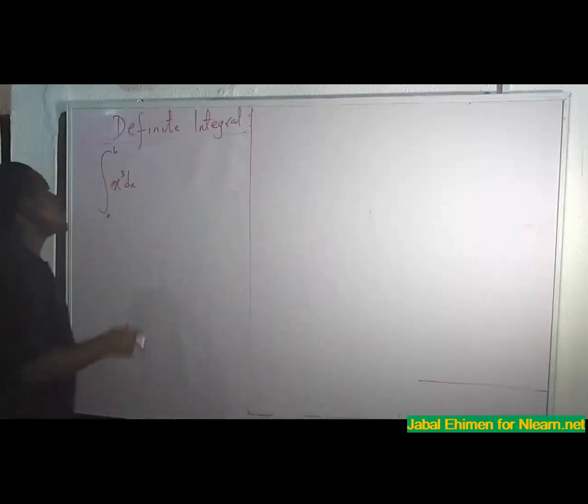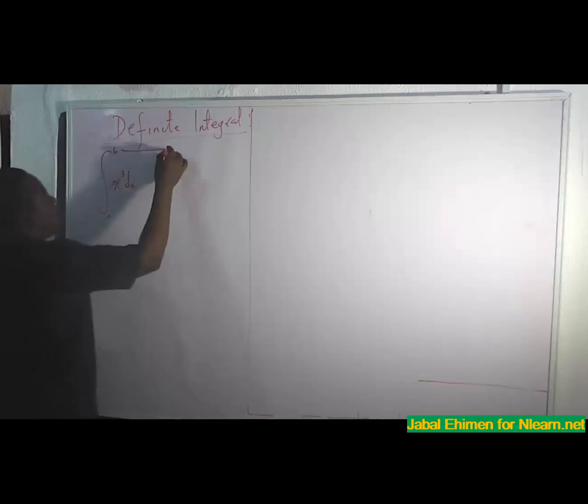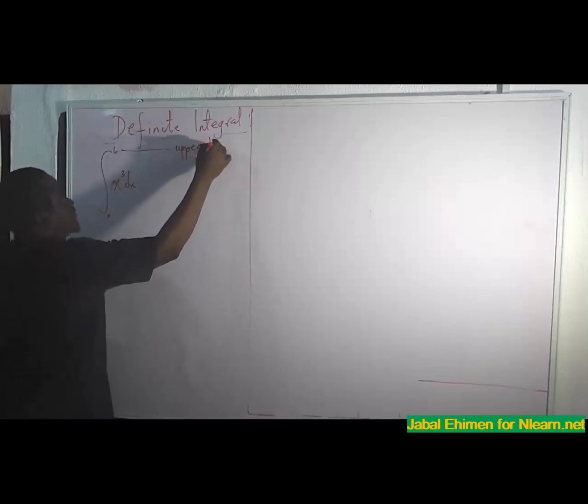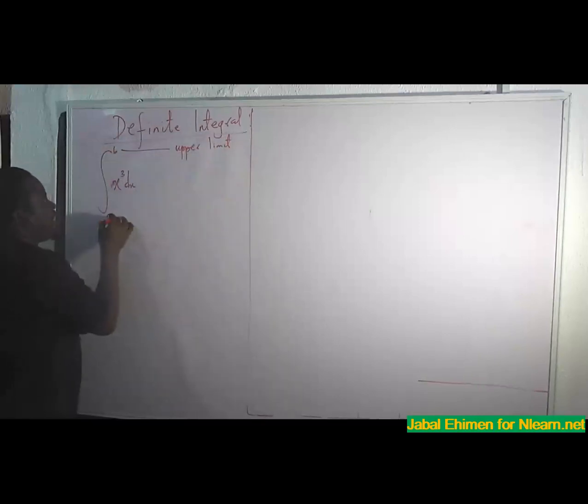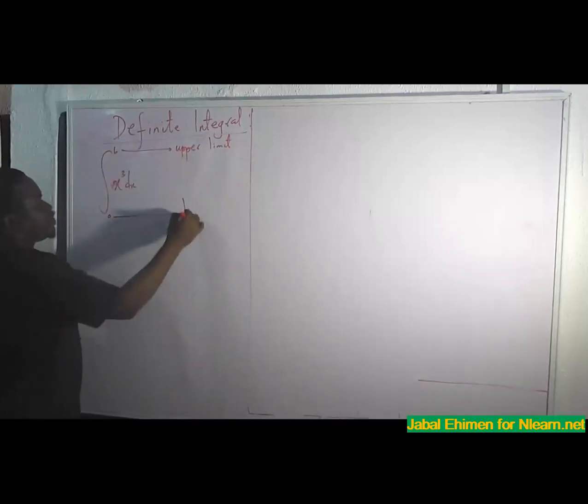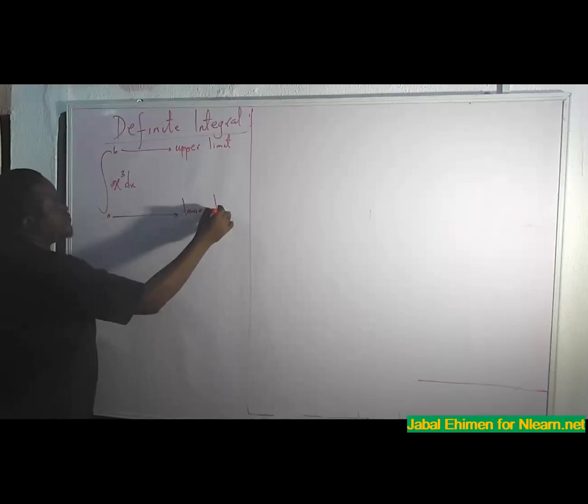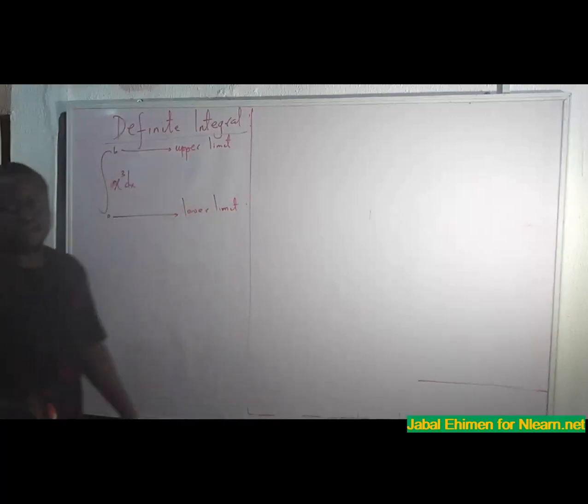So this one at the top is called the upper limit. Upper limit. It's a limit. And this one down is the lower limit. So this is what they actually call the definite values.